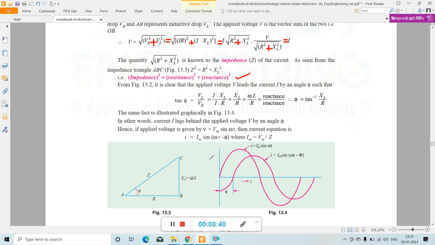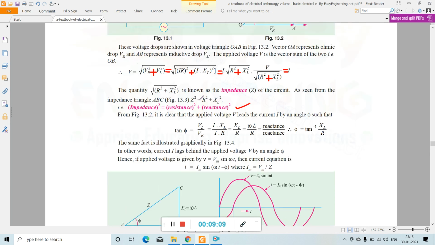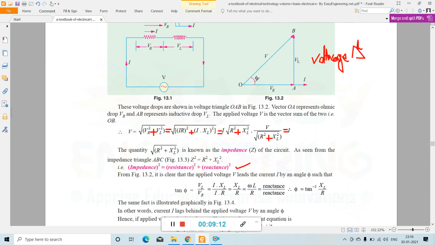Here also it is seen that the applied voltage V leads the current by an angle phi. Clear? So this is the voltage waveform and this is the current waveform. Here, voltage leads the I waveform by an angle phi. So here tan phi is equal to VL by VR. This is from the voltage triangle. See, here it is the phi.